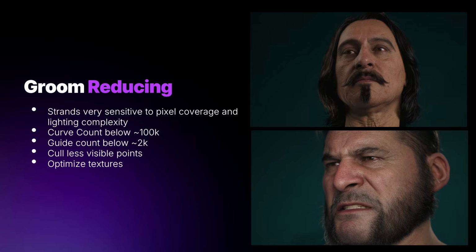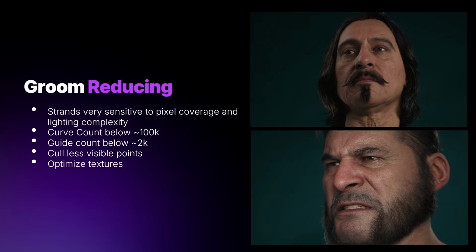And just remember that strands are very susceptible to lighting and your pixel coverage. So if you're creating up close cameras and you start to get shimmer, you might be going a little bit the wrong direction. But overall, we want to keep it below that 100K and 2K. And on top of that, when you import your groom now in 5.6 from Houdini to Unreal, we actually throw up some warnings for some maximums that we recommend so that you don't go too far on your groom. But if you follow this, you'll be in a good spot.